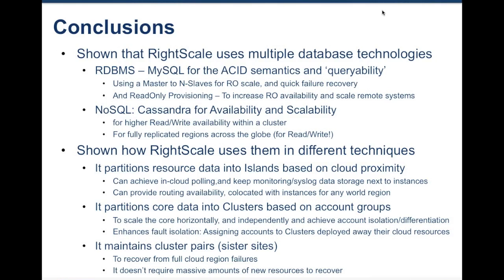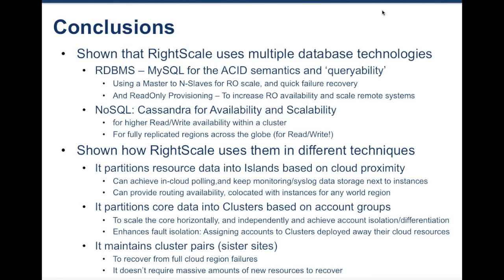But then if something happens in Japan, you can recover by just connecting to RightScale in Singapore, then relaunching and doing the disaster recovery that you have to do. And finally, we introduced the concept of cluster pairs or sister sites, and it makes sense there in order to recover from a full cloud region failure.